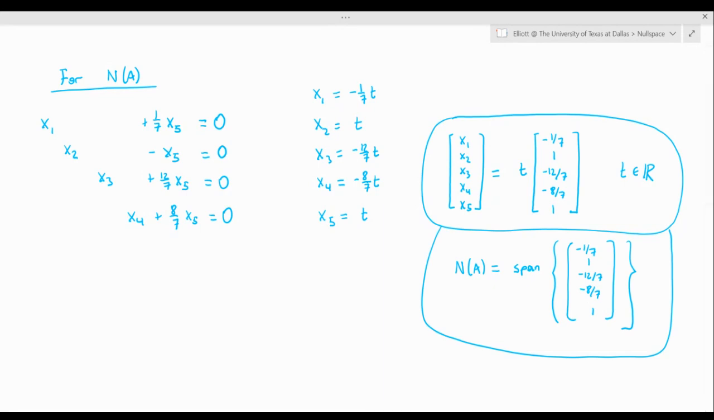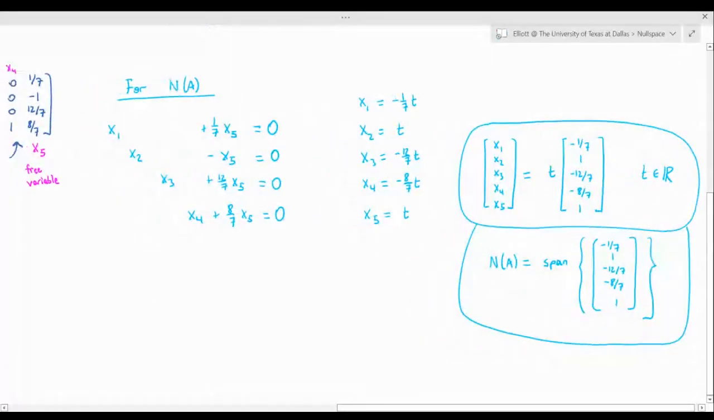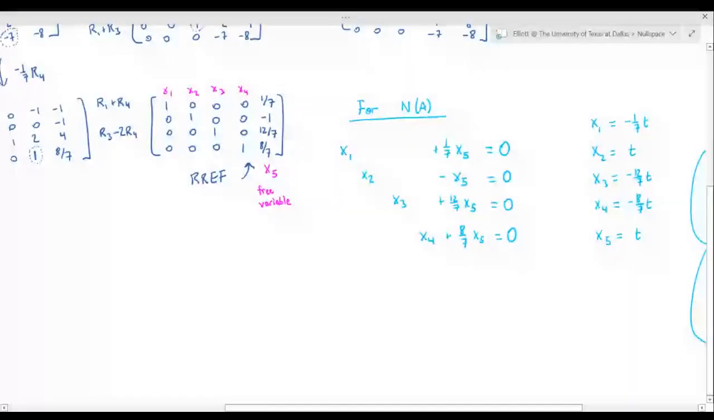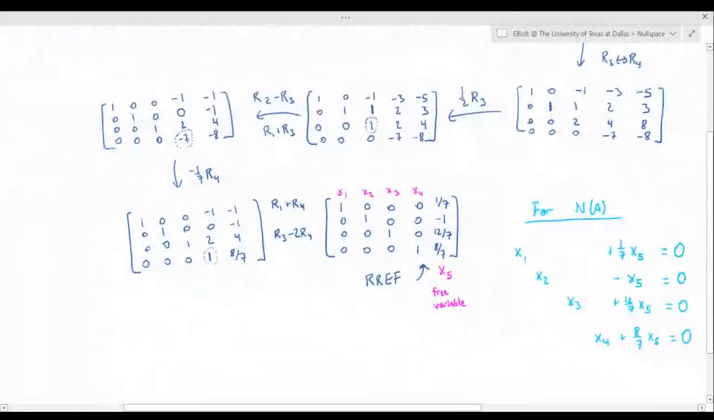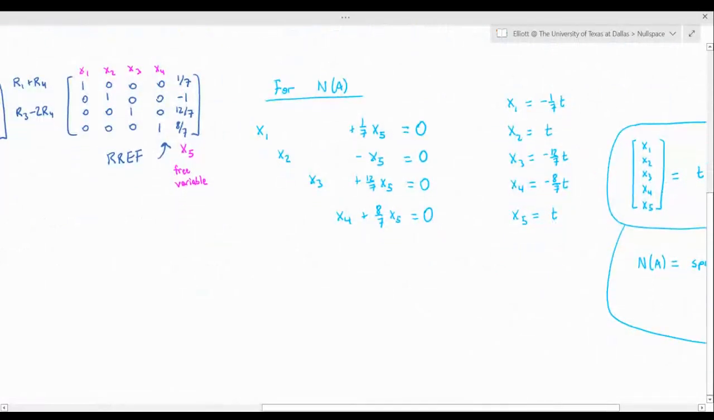So that's kind of the idea of finding null space from the reduced row echelon form. If I were to try to summarize real quick, once you reduce your matrix into the reduced row echelon form, the way that I do things is I convert the RREF into a system of equations.